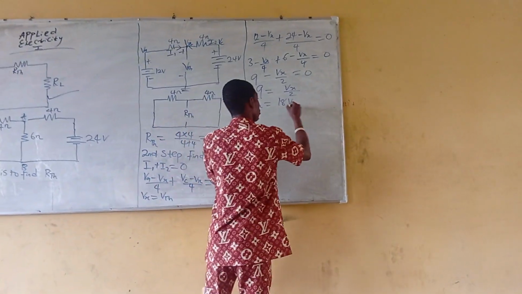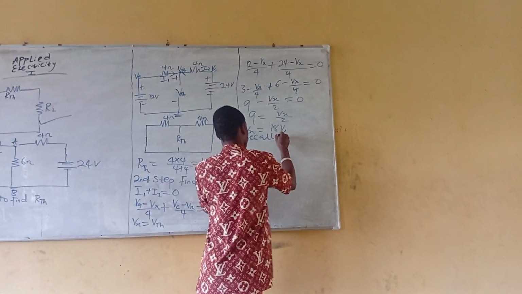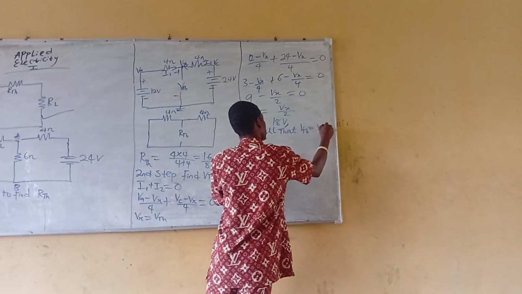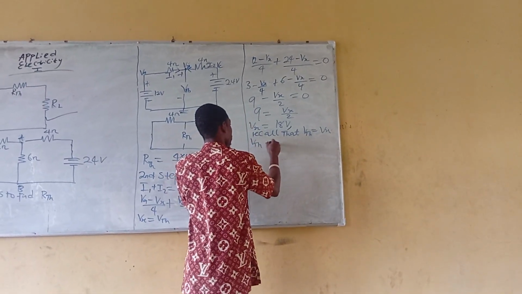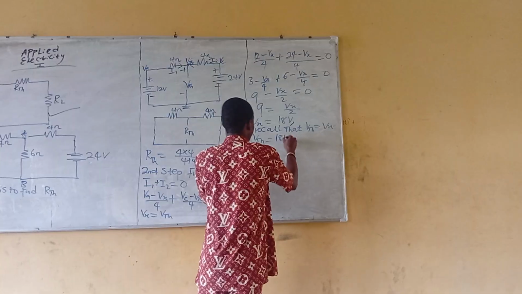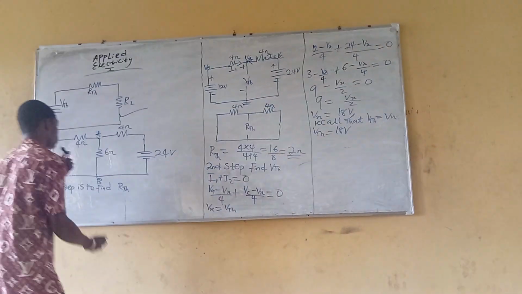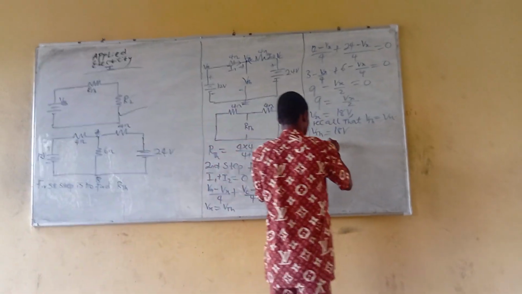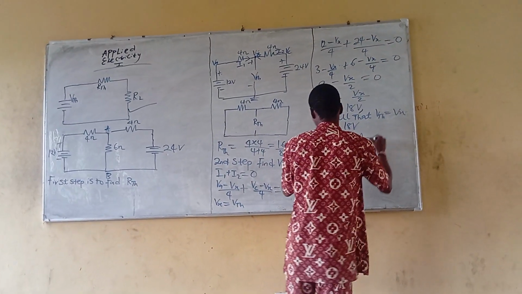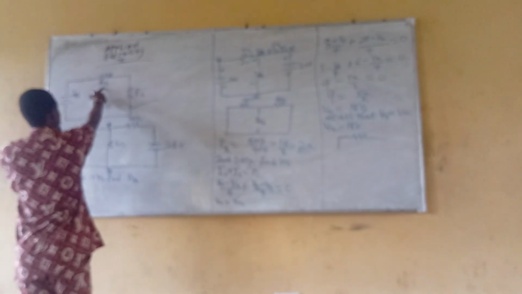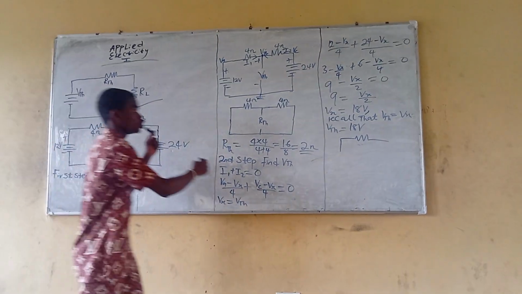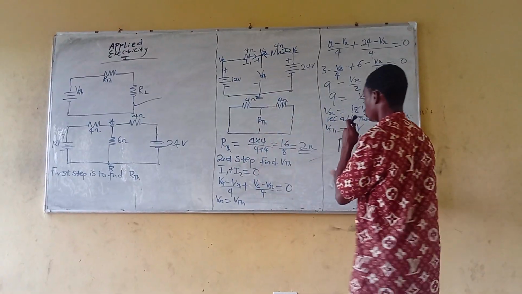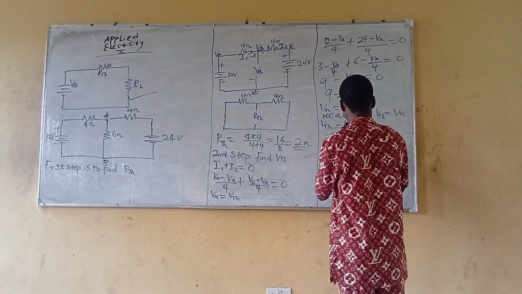So recall that VTH equals Vx. So therefore, your VTH equals what? 18 volts. Now, that's not all. We're looking for the current flowing through this load resistance. So we are going to draw the Thevenin's equivalent circuit. So now, look here. We have RTH. This is RTH here. What's your RTH? We already had our RTH. What's our RTH? 2 ohms. RTH is 2 ohms.